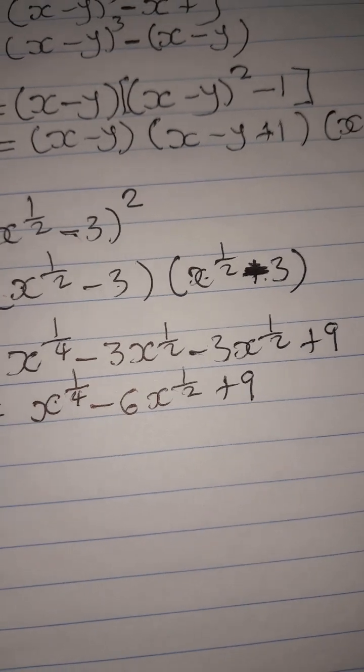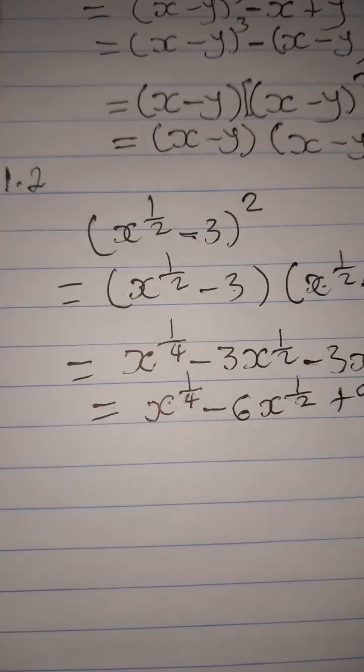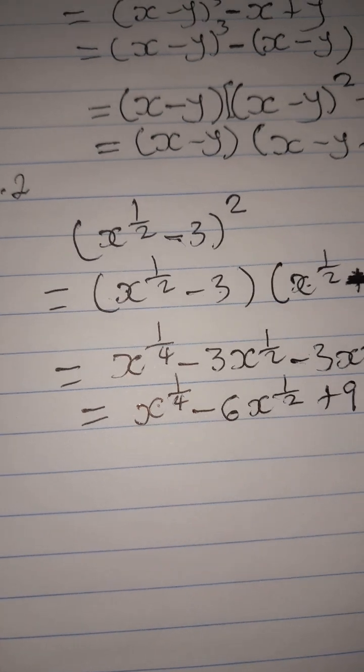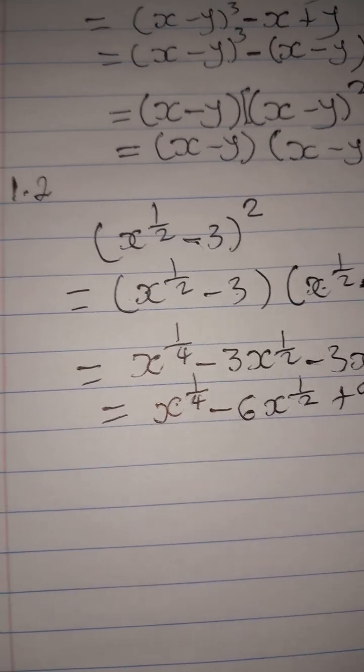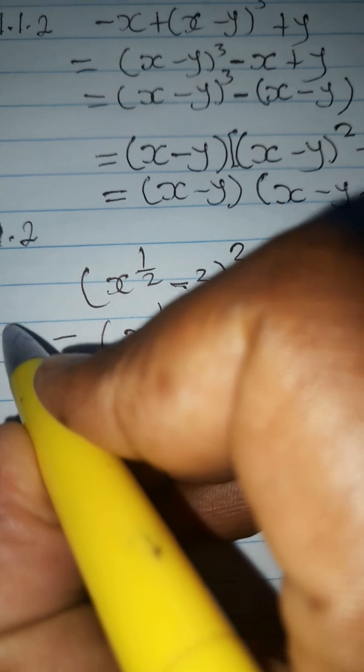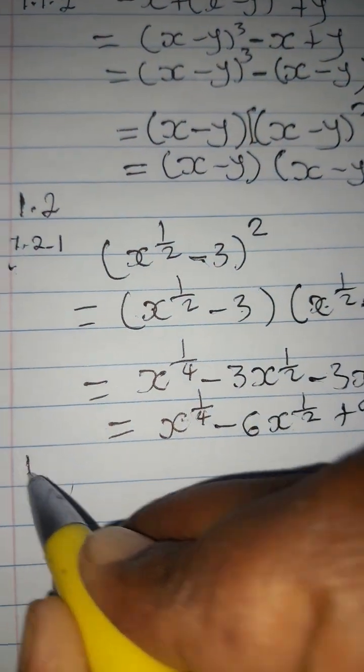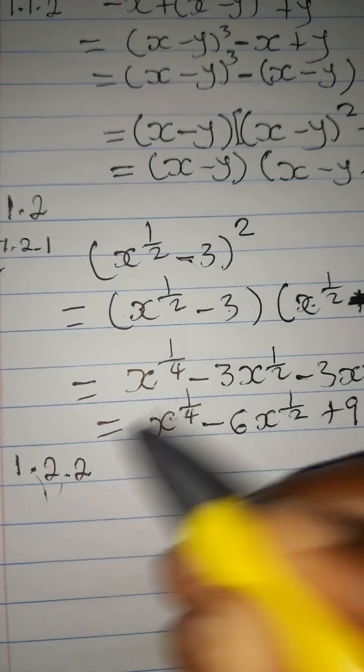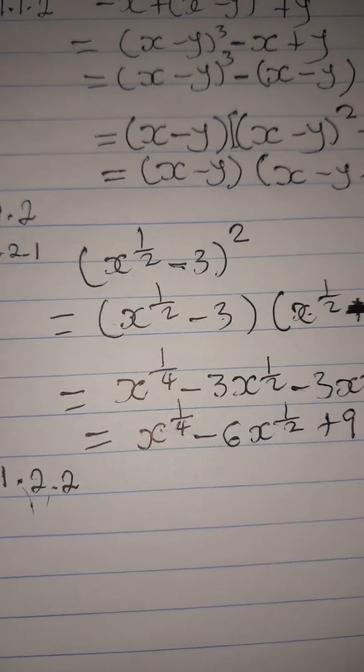Since it's 2 marks, then you get that beautiful 2 marks, right? So, let's go to, that was 1.2.1, numbering is very essential. 1.2.2 now. Let's get to it.